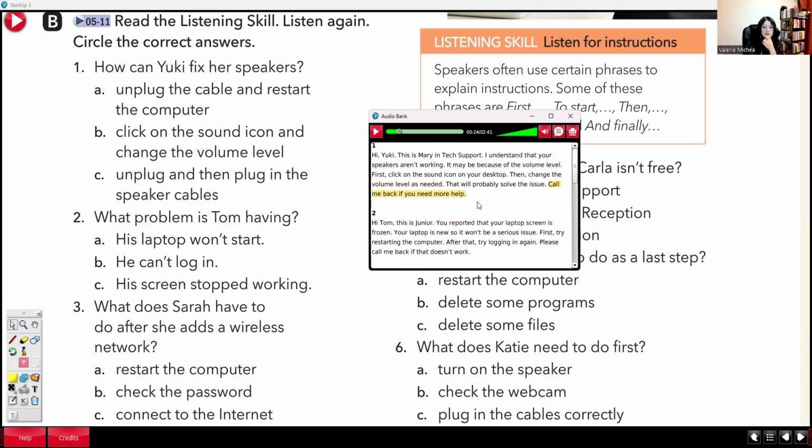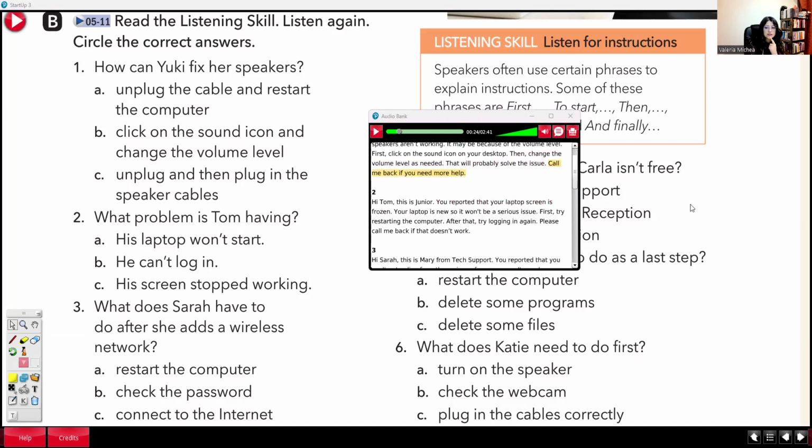All right. So again, we are listening to a message left by someone from tech support. And yeah, what we can gather from this is that there are some problems with the speakers. So let me ask you, let me relaunch this.